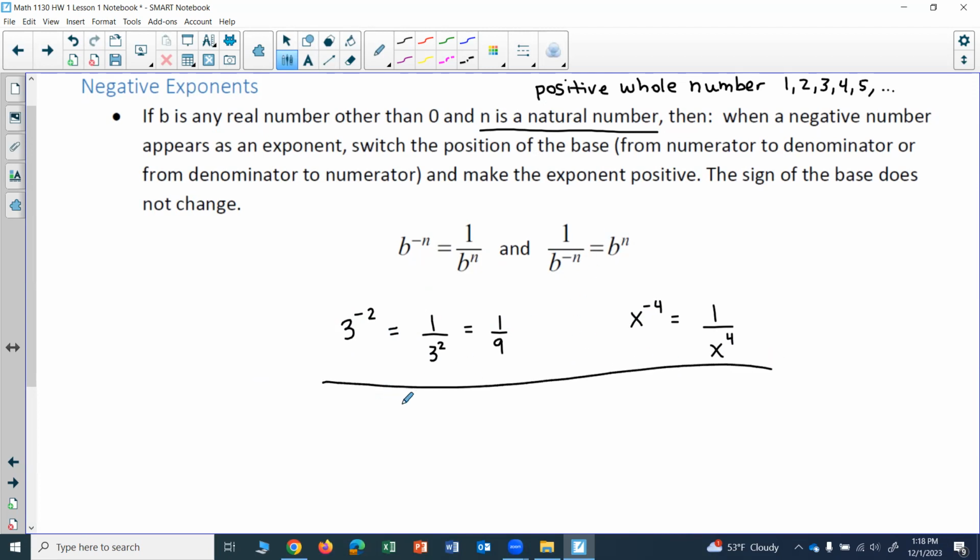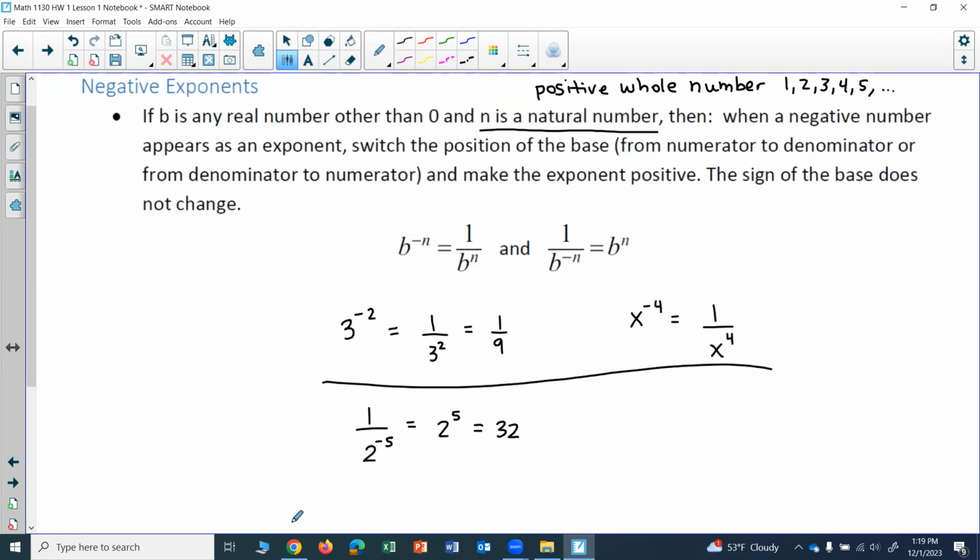Now this second rule, if I had 1 over, let's say I have 1 over 2 to the negative 5. That would be the same as 2 to the positive 5. And you could evaluate that and get 32.